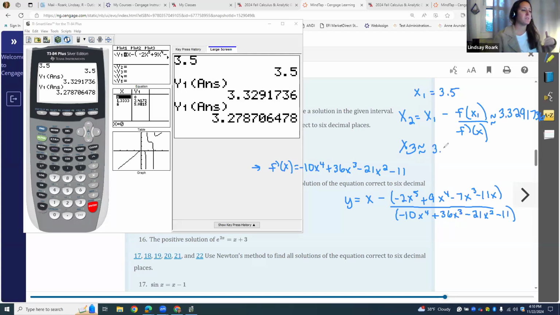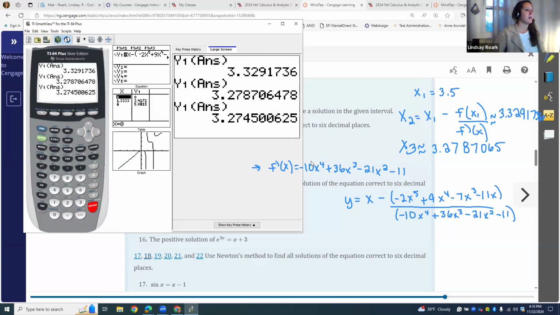All right, so this would be 3.2787, I'll say 065. Those don't match past, like, they don't match really at all. So that tells me I've got to do it again. Okay, and then again, I'll just hit second enter to recall. And then I get 3.274. So some more is matching. So yay, that's good. But still not to the 6 decimal place. So we've got to keep going.